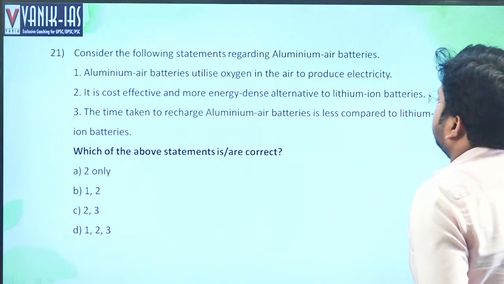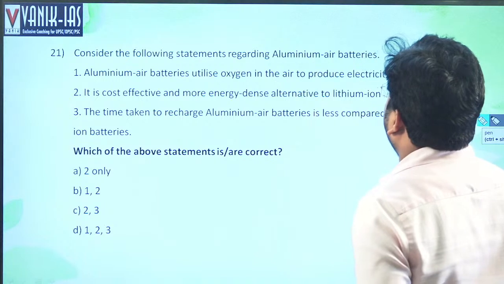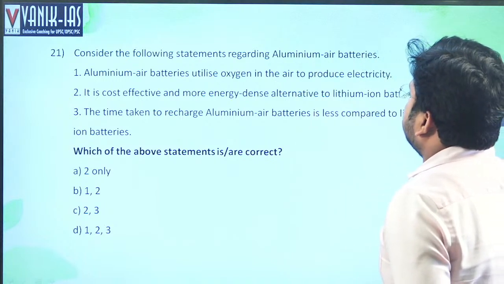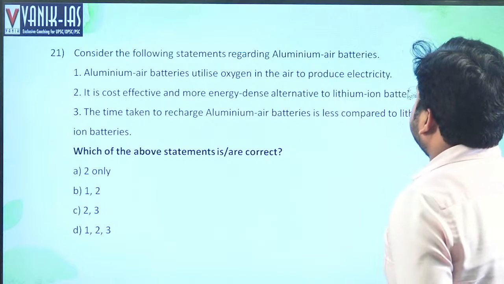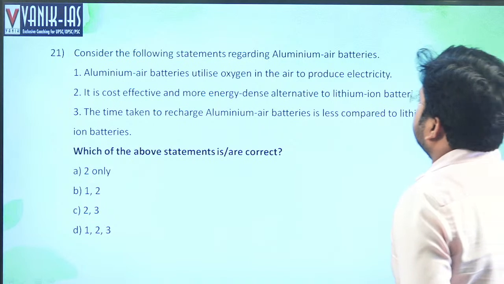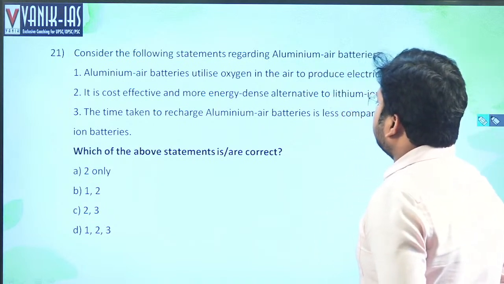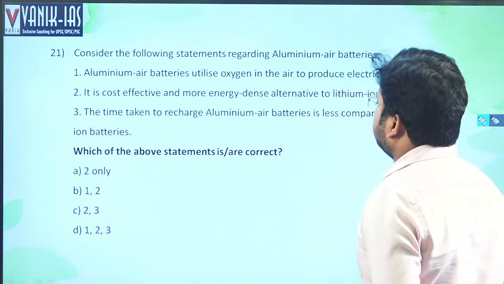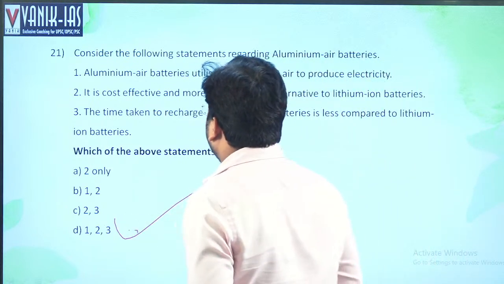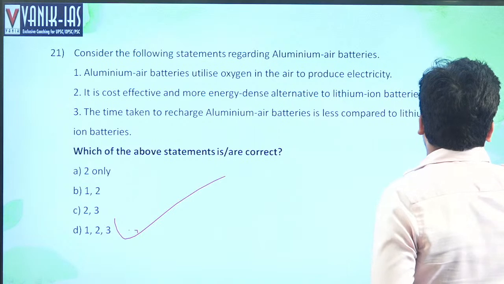Aluminum air batteries utilize oxygen in the air to produce electricity. It is a cost effective and more energy dense alternative to lithium ion batteries. The time taken to recharge aluminum air batteries is less as compared to iron batteries. All the statements are right regarding aluminum air batteries.